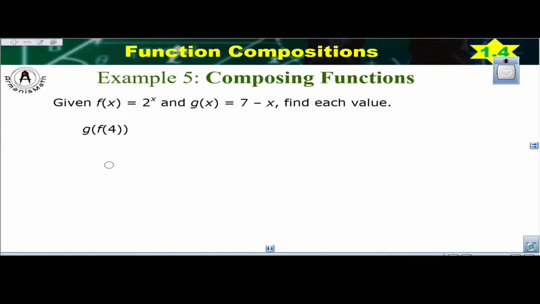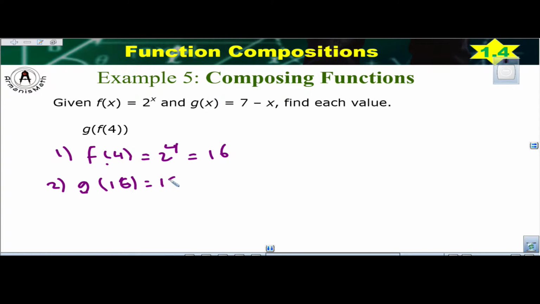So we said initially you do f of 4, which will be 2 to the 4, 16. And step 2, I'm going to take the 16 and put that into the g. g of 16 would be 7 minus 16, which would give me, Jordan, okay, I see that, Jordan, negative 9. Negative 9.